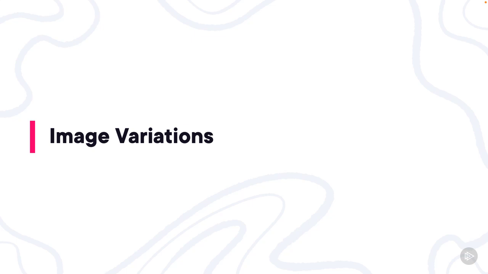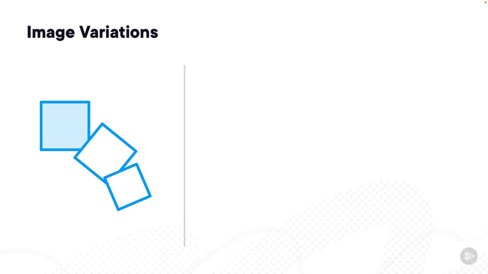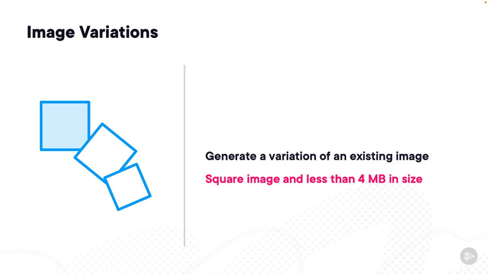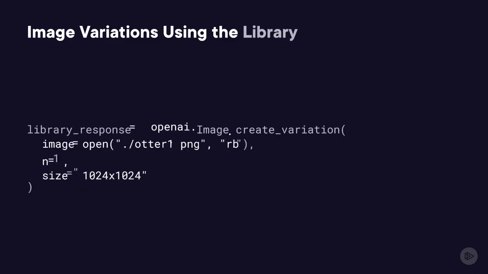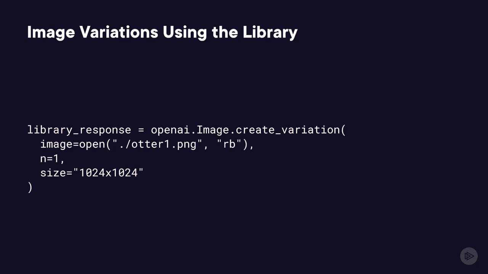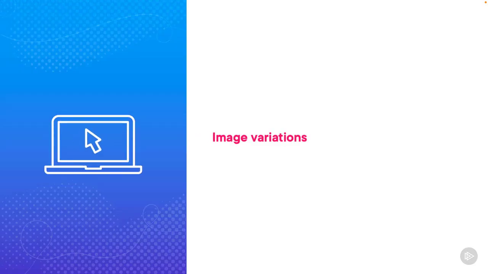Let's now talk about image variations. OpenAI provides an endpoint to generate a variation of an existing image, which needs to be square and less than 4 megabytes in size. A variation just means that it's going to create an image that's very similar but not the same. This is how you do it with the API, and this with the library. Let me show you with a demo.